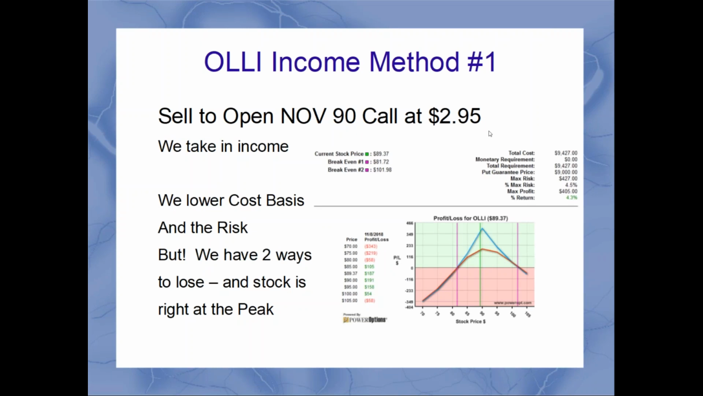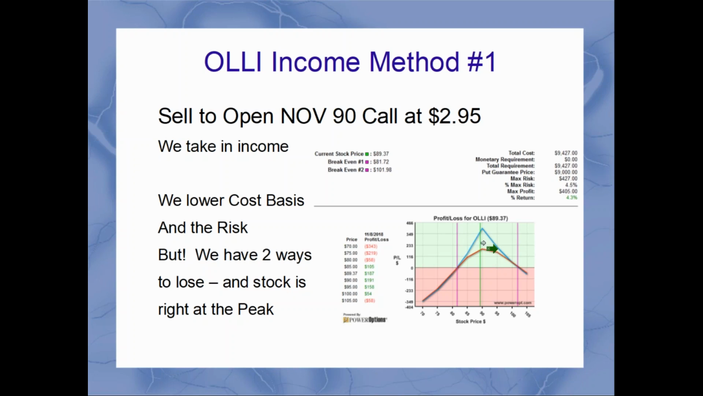But is the structure really what we want now? It solves most of the rules and the roles of an income method, but now we see an issue where we have a capped gain on the position where the stock's trading right at the peak, right at the maximum profit. We've now also set ourselves up with 2 ways to lose. If the stock continues to move up as I expect, we're giving too much back to the market because of the obligation of the short call at 90. Any further gains on the stock are sort of hedged out.